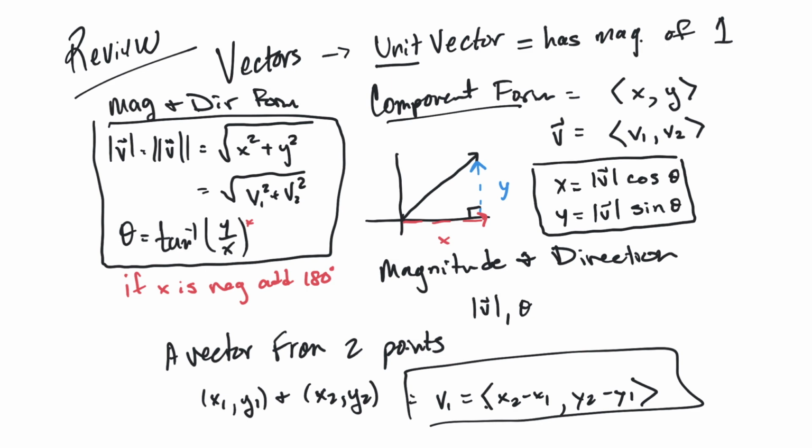And then one of the easiest things to do is, how do we find a vector from 2 points? We can take x1 and y1, that's the first coordinate, and x2, y2, the second coordinate, and we're just going to subtract.